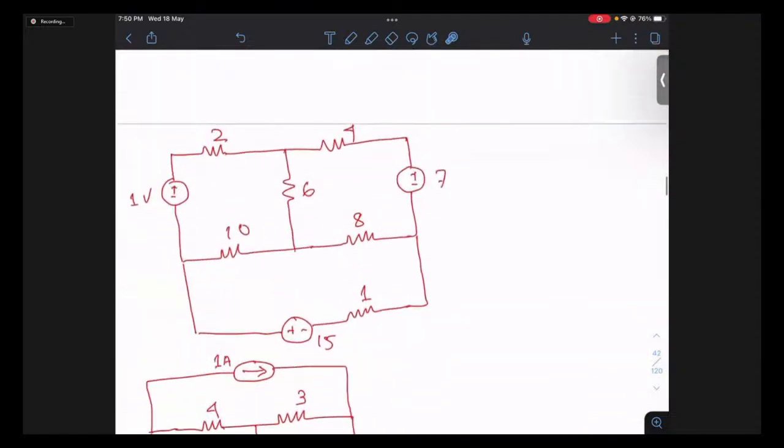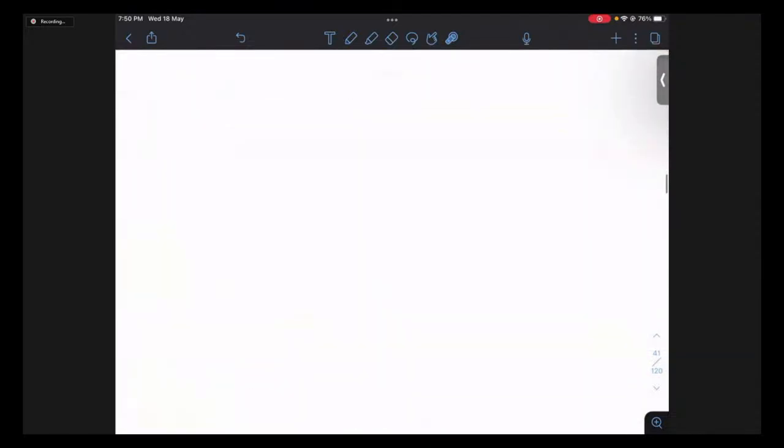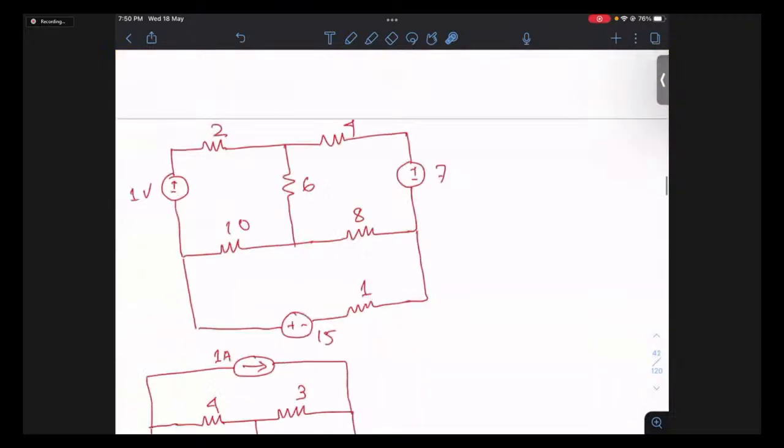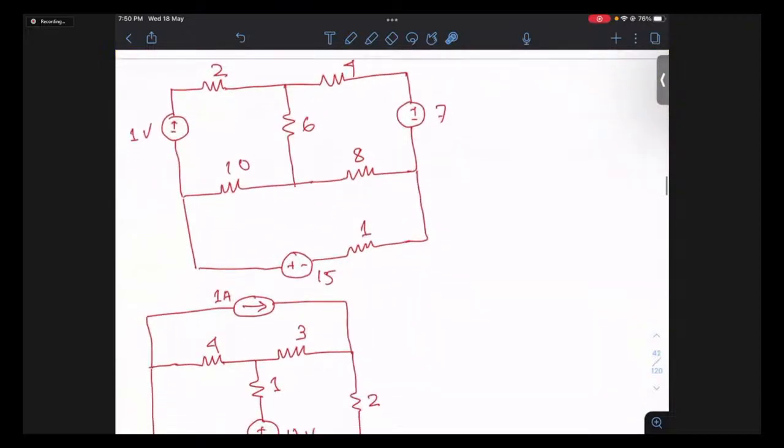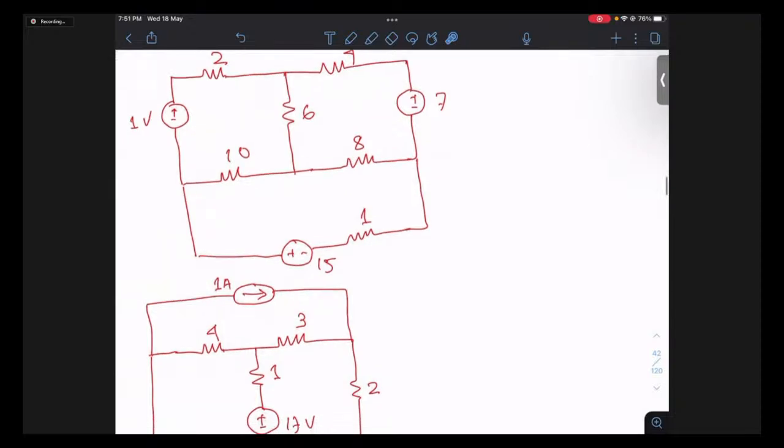Now directly, let me jump into the problems. I want to explain the concept of mesh analysis through questions. This is the question: find each current and voltage of the resistors. Whatever the number of resistors you have, you have to find the currents of them. The method is something like this. What is a mesh? A mesh is a closed path which does not have another closed path inside it. So you have three meshes here.